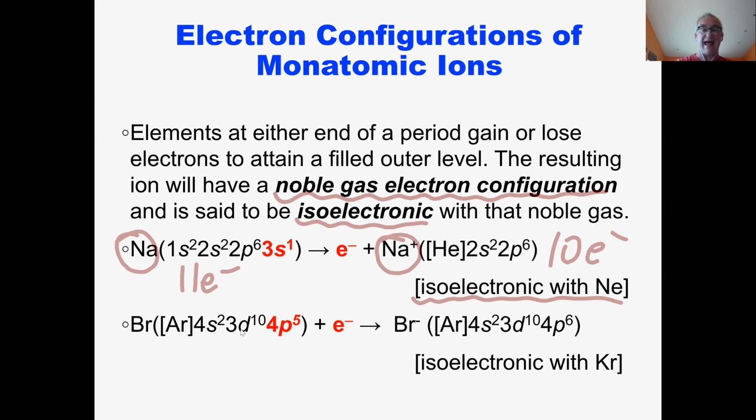Bromine adds an electron. Bromine has, oh, that's not 17. That's 35. Sorry. It adds one more, and now it's filled that last p orbital. Now it looks like krypton. So it's added an electron to get to look like a noble gas, whereas sodium lost an electron to get to look like a noble gas.